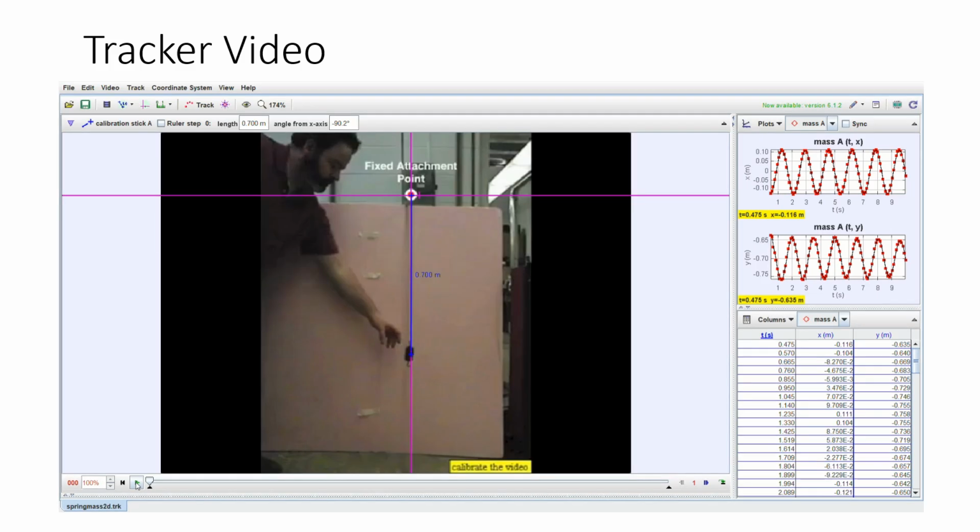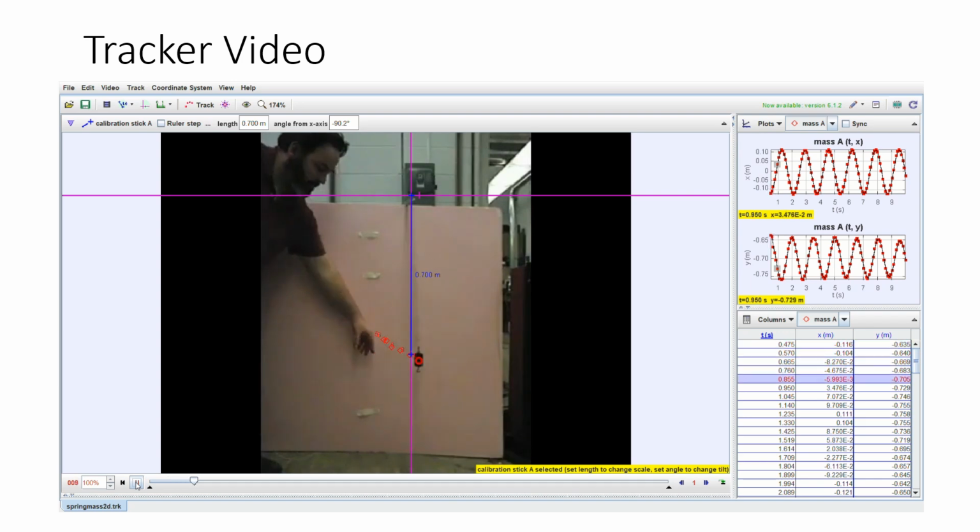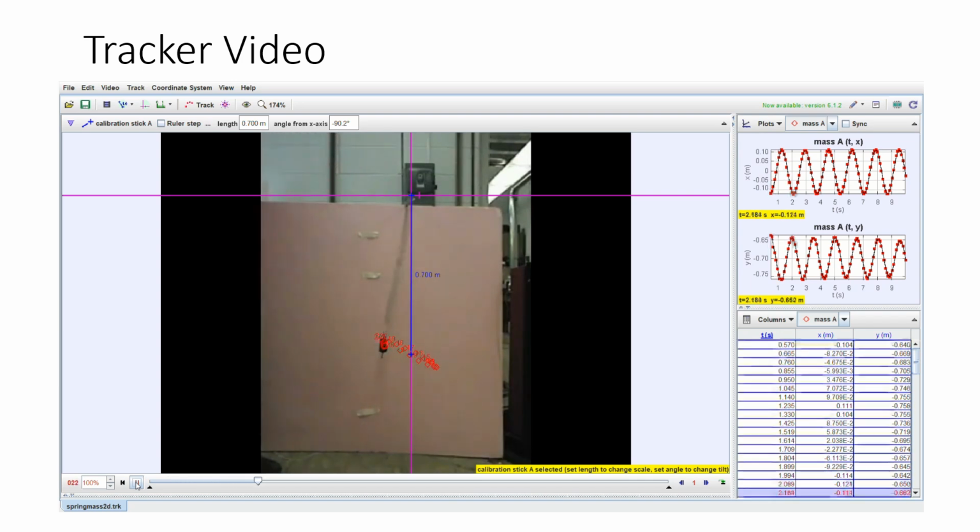So here's the actual video of the object oscillating on the spring. You can see the X and Y components of its position are being tracked on the right, and those data points are what were used in the graph in GlowScript.